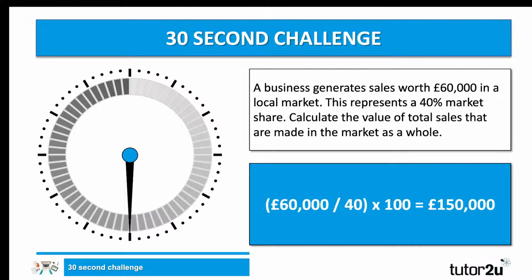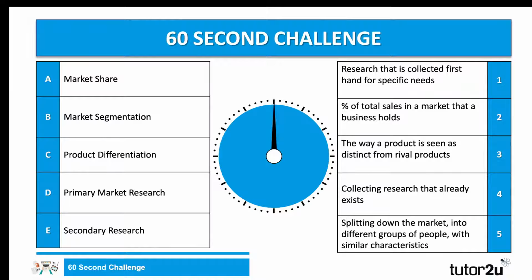So it is really important to be on top of your quant skills and calculations, and practice makes perfect, as they say. Superb. So I'm going to take you through another activity. This is the 60-second challenge. Now, on the left, you have 5 key terms, A to E. On the right, you have the definitions to those key terms, 1 to 5. All you need to do is match up the key term with its definition.